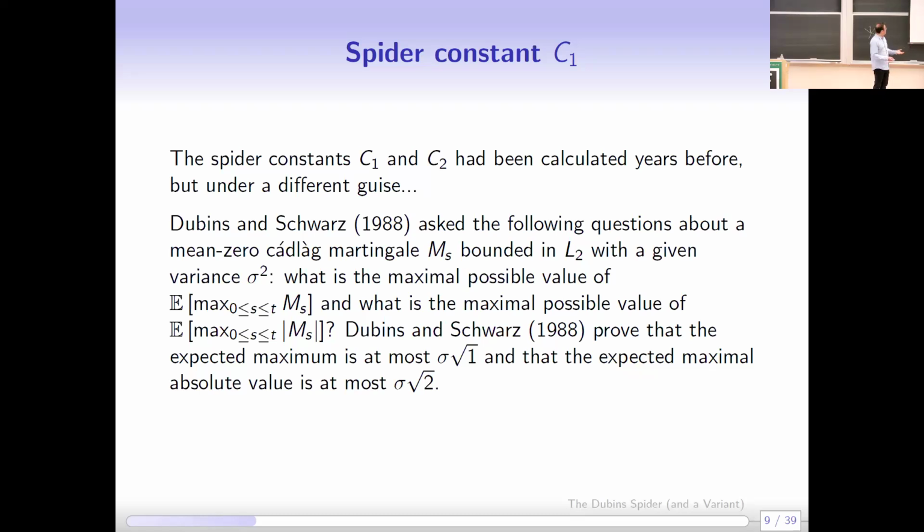Under a different guise, Dubins and Schwartz asked the following questions about mean 0 càdlàg martingales bounded in L2 with variance sigma squared. They asked what's the maximal possible value of the expected value of the running max of M_s for the càdlàg martingale, bounded in L2. And what's the maximum possible value for the expected value of the running maximum of the absolute value of M_s? And they proved that the expected value is at most sigma root 1, and the expected maximal absolute value is at most sigma root 2.